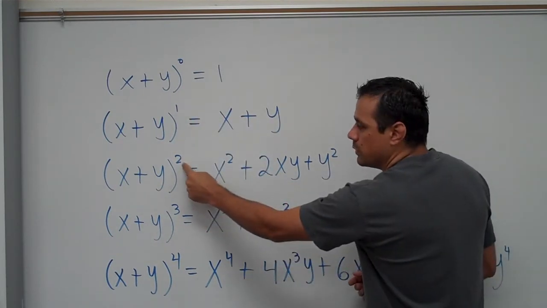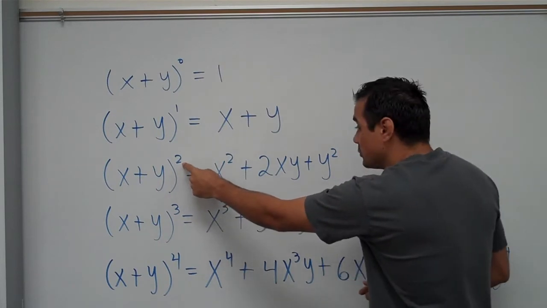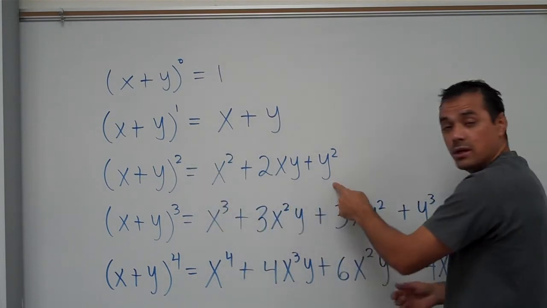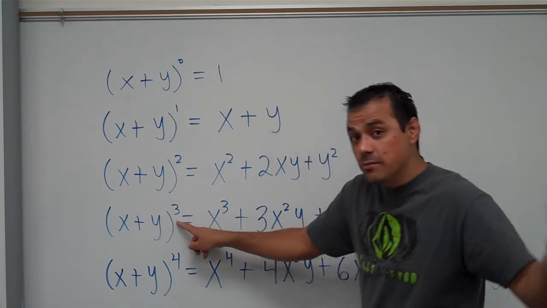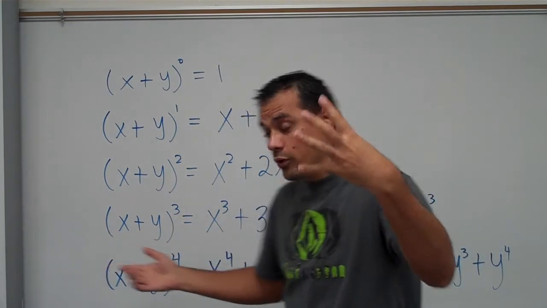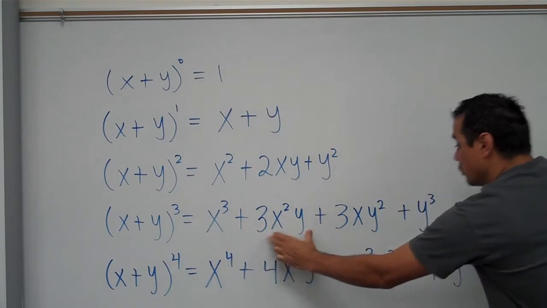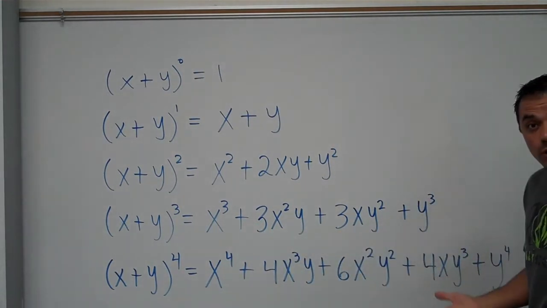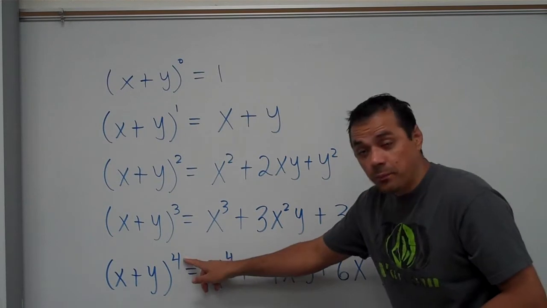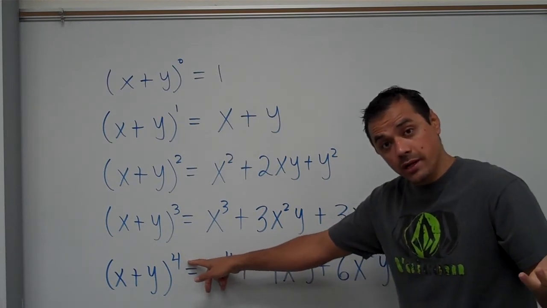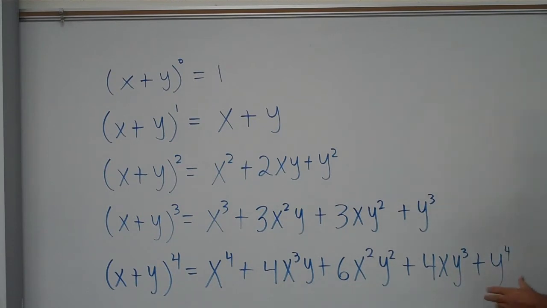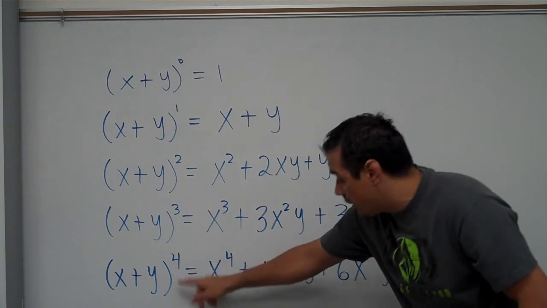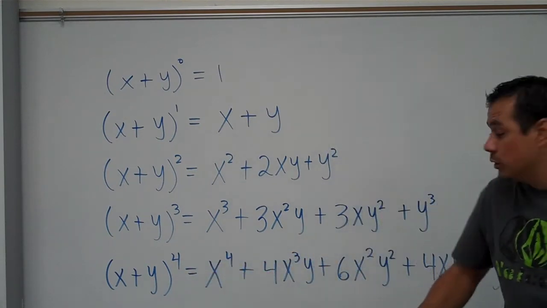For example, this one is squared. How many terms do we end up with? 1, 2, 3. Okay, what about the next one? There are 3 terms, so that means we must have 4. You're right: 1, 2, 3, 4 terms in our final answer. To the 4th power, we're going to have one more, so 5: 1, 2, 3, 4, 5 terms. That pattern continues throughout. No matter what exponent you use, there's always one more term than your exponent.